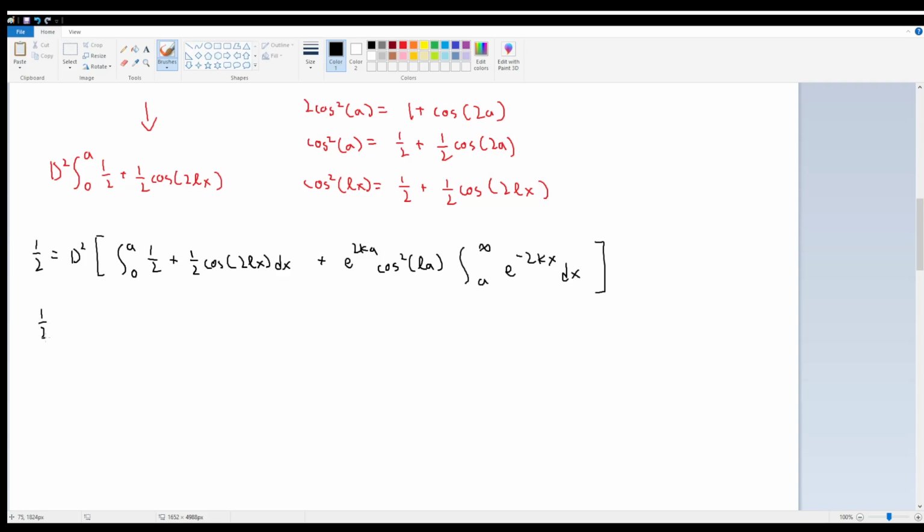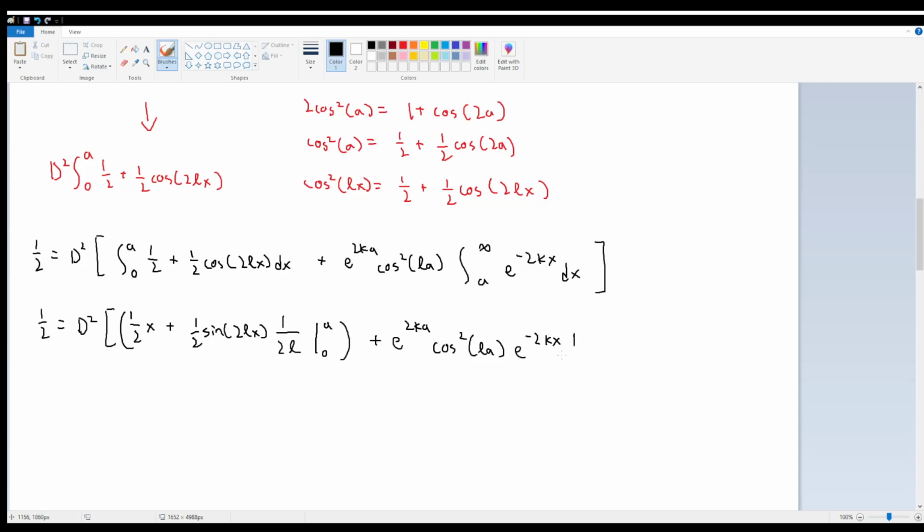So 1/2 is equal to D squared times: 1/2 x plus 1/2 sine 2lx times 1 over 2l. Is that correct? Yes. And this is evaluated from 0 to a. And we're adding e to the 2ka times cosine squared la times e to the negative 2kx multiplied by 1 over negative 2k. And this whole thing is evaluated from a to infinity.